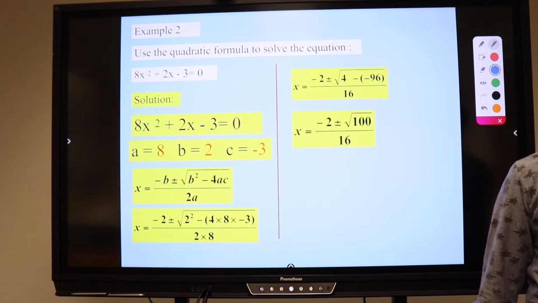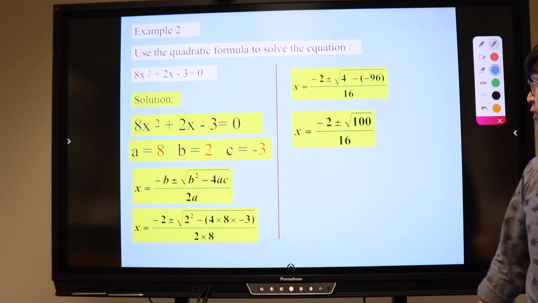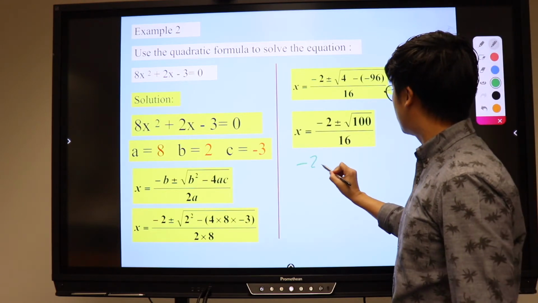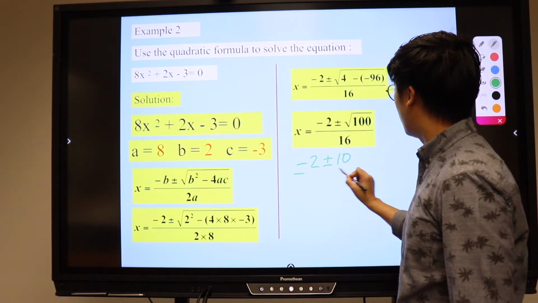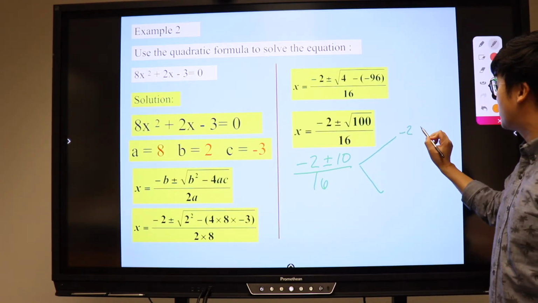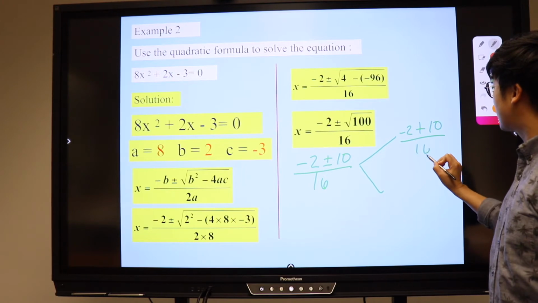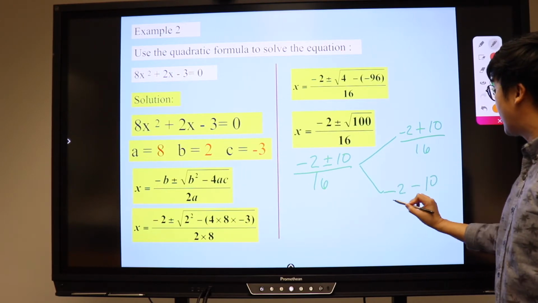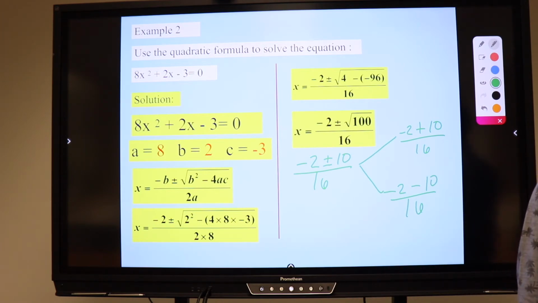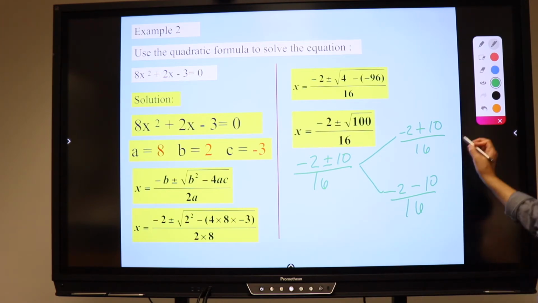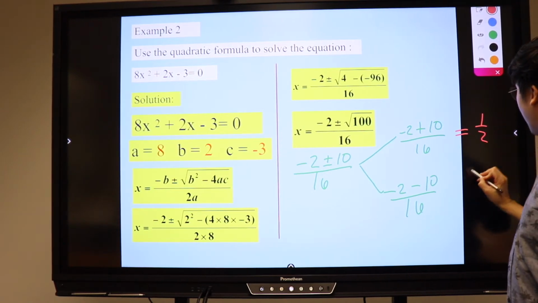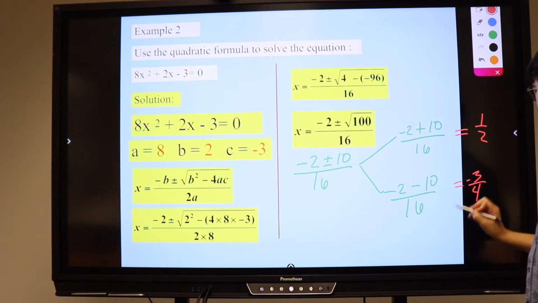And now that you have 100, you can further simplify it because you know that this will turn into -2 plus or minus 10 all over 16. And you'll have two answers, which is -2 plus 10 all over 16 and -2 minus 10 all over 16. And then you simplify the fractions, which we computed. And what is the first fraction? 1/2. And -3/4.